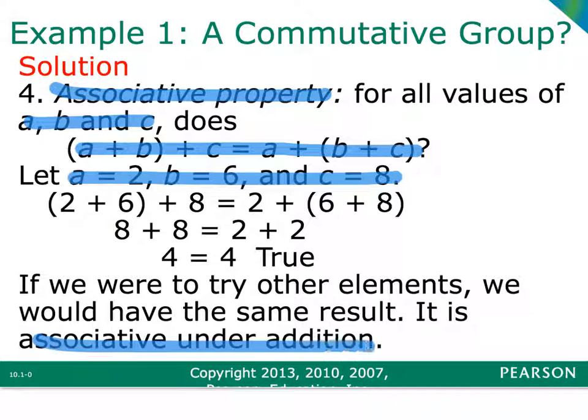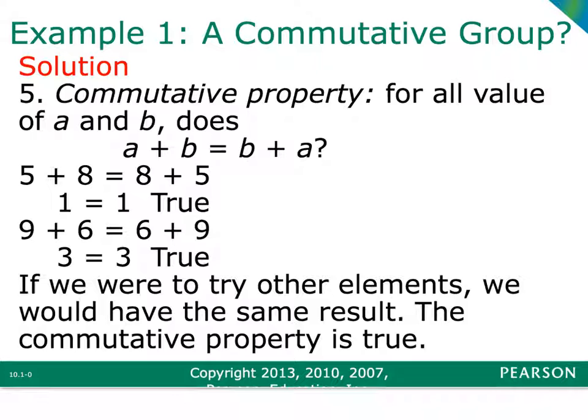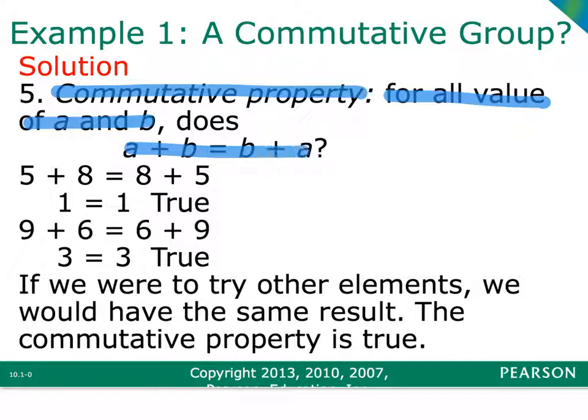So now we have a group because we've tested those 4 properties. But we want to make sure it's a commutative group. So for all values of a and b, does a plus b equal b plus a? Let's try a couple examples. 5 plus 8 equals 8 plus 5. 5 plus 8 is 13, minus 12 is 1. And 8 plus 5 is 13 minus 12 is 1. So we get 1 equals 1.